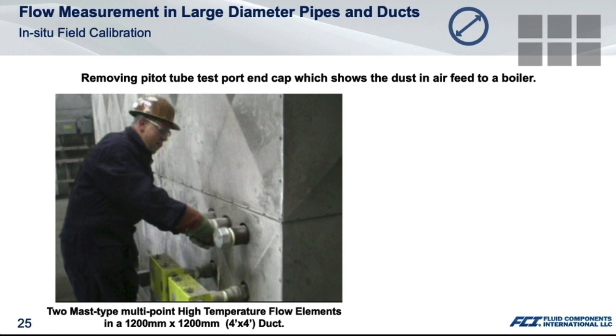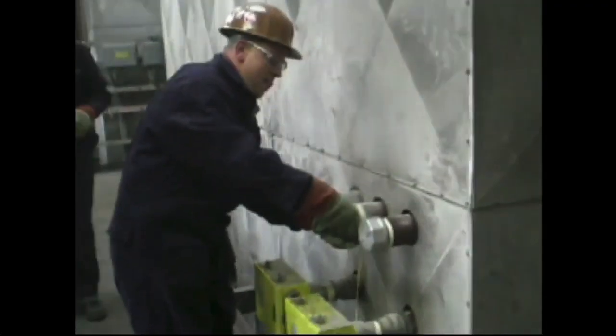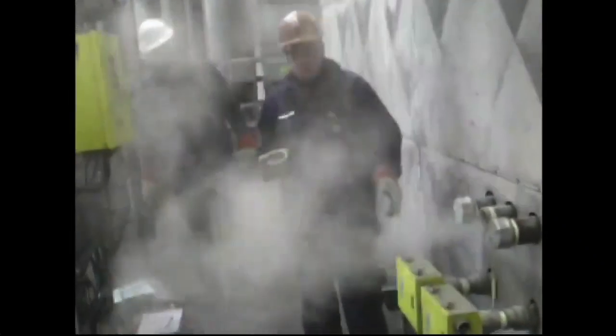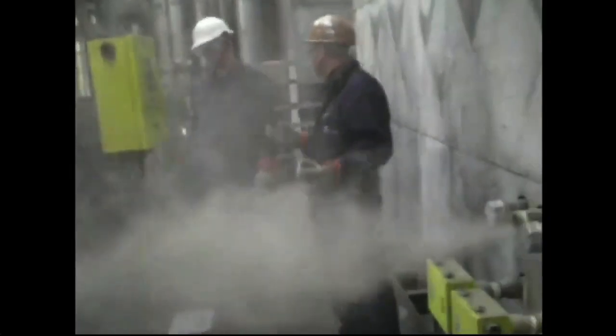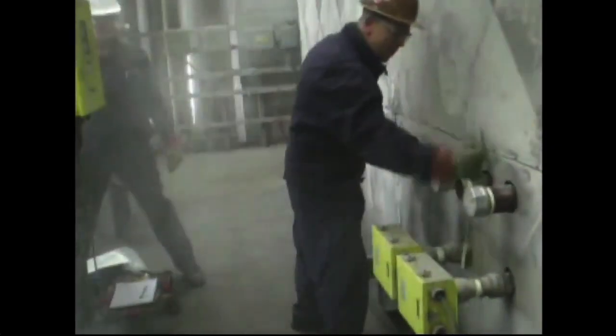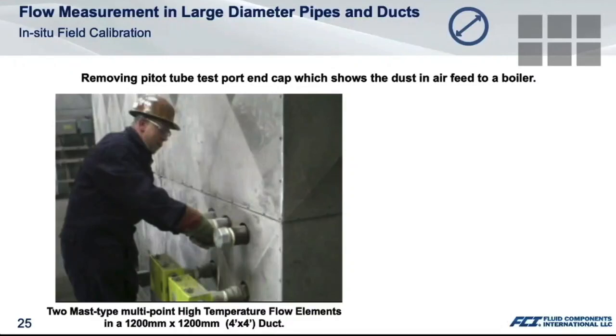In this installation, as indicated, there are two mast-type flow elements installed downstream of the Pitot tube ports. My colleague is opening one of the Pitot tube ports in this air feed to start with the Pitot Traverse method. While he's opening, there was a certain surprise in the Pitot tube and in the installation. There's a lot of dust going through the air feed as demonstrated in this video. Even when he puts his fist onto the Pitot tube port, there's a lot of dust coming out, demonstrating the fact that an air feed can contain a lot of dust.